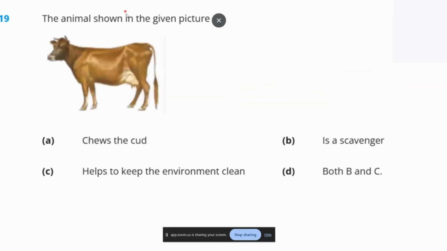Next, the animals shown in the given pictures: choose the one that chews the cud, is a scavenger, helps to keep the environment clean. Both B and C. So it is only option A, that is chews the cud. Okay, chews the cud. This is which animal? It is the cow. Okay, so it only chews the cud. Option number A is the right answer.